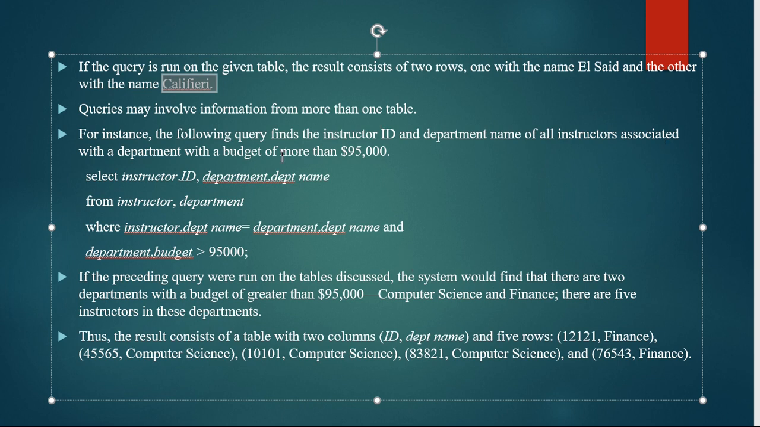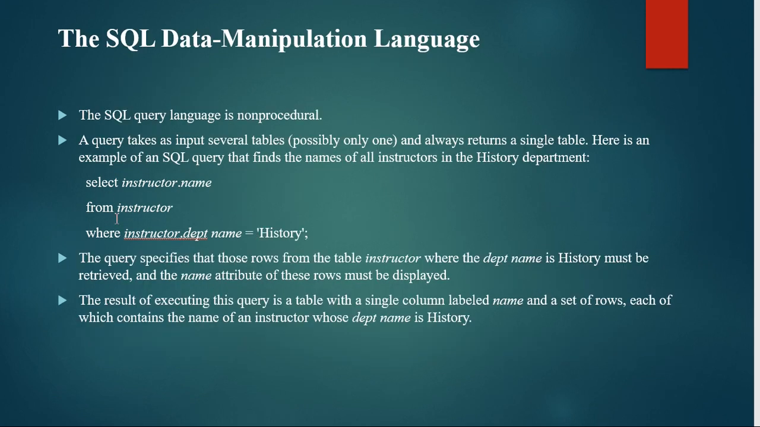Queries may involve information from more than one table. As you gave the name instructor, you can similarly give multiple table names. In this query, from instructor you can also write a comma, then the student table, suppose you have a student table, then a comma, then suppose you have a department table. So you can put multiple tables there.